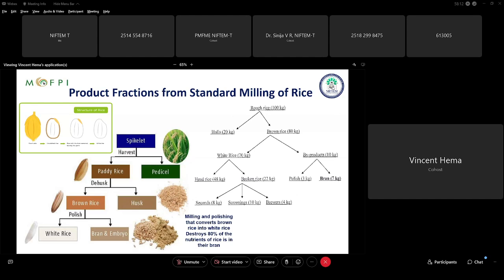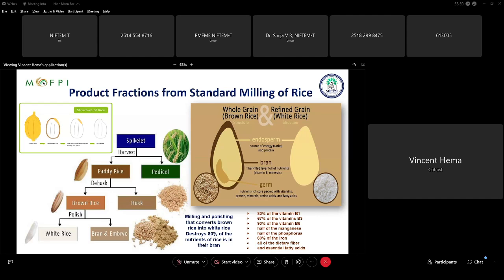We also have different fractions. Not only do we have popular and versatile varieties, we have the milling fractions from the standard milling of rice, and each fraction gives diversified products. From raw rice, we can produce brown rice and white rice. From the white rice, we further have the fractions of broken rice and rice bran. When we compare the nutritional contribution among these fractions, more than 80% of the nutrients are constituted in the rice bran. So from whole grain we go to unpolished and brown rice, and further the refining process gives white rice.